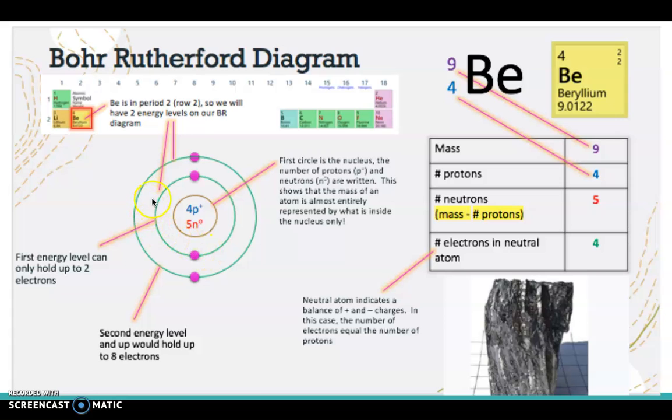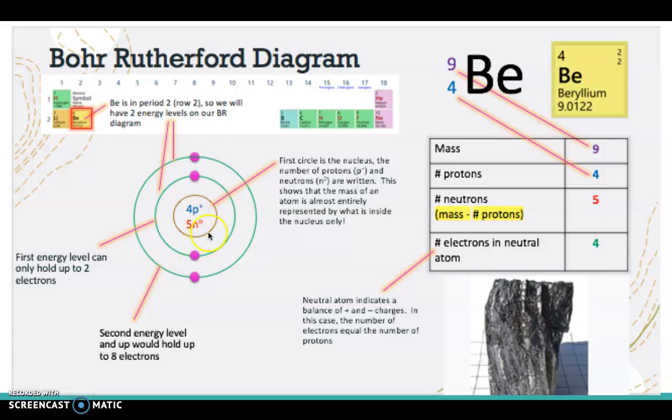So your first one that you have here, you only place 2 electrons in your first orbit. So you're going to place the first one and then the second one. Then, because we still have to include 2 more electrons, since proton is positive and there's 4, that means we have to have 4 electrons. So you would put your first 2 in the first valence shell, and then you're going to put your next one in the second orbit.